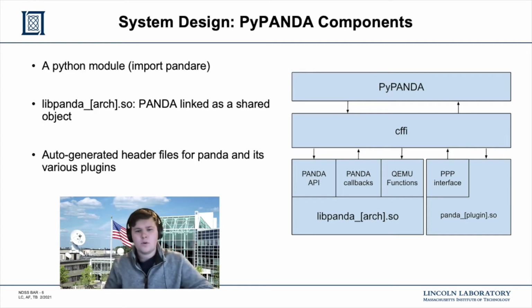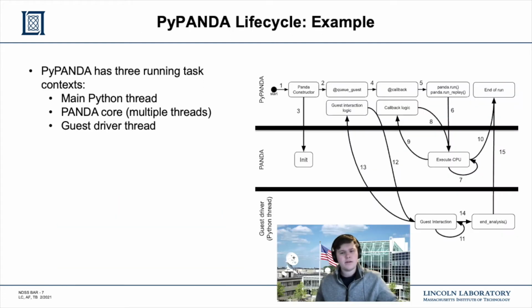PyPanda has several core parts. First, a Python module, which uses CFFI to act as a translation layer between Python code and C code. Second, libpanda, which is the C library component we discussed before. Third, we built a system for generating header files, which CFFI and therefore its C parser can consume, so it has structure and function definitions. We unfortunately don't have time to get into that here, but there are details in the paper. To explain how to use PyPanda, we're going to introduce the Panda lifecycle and run through an example.